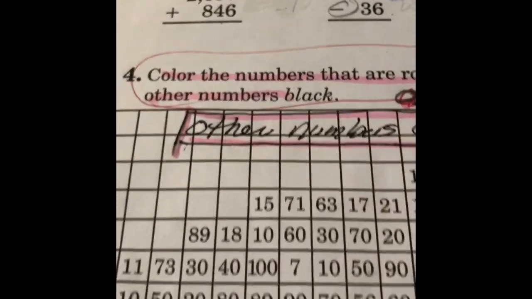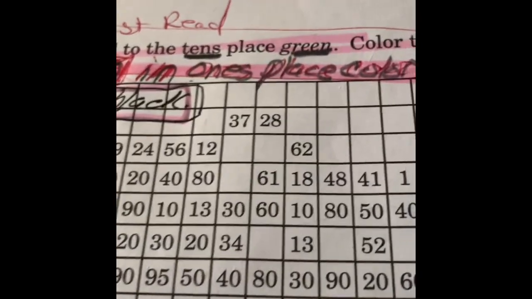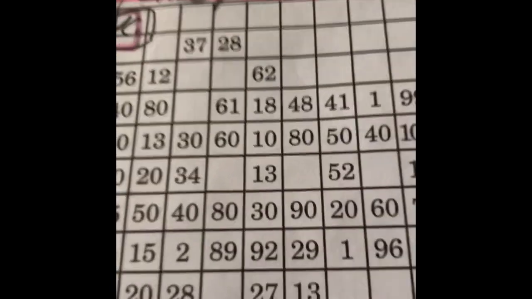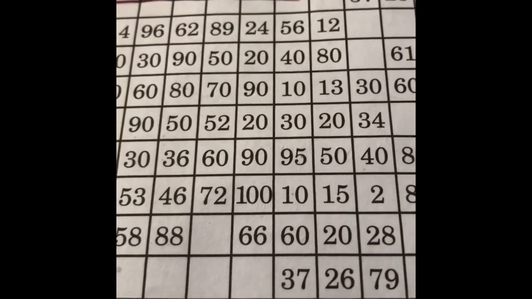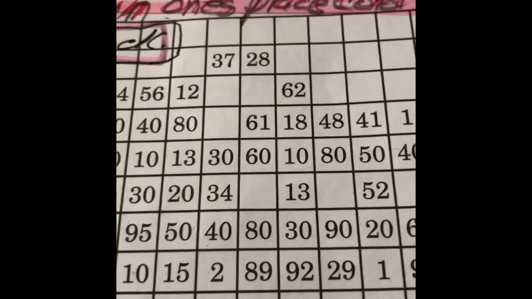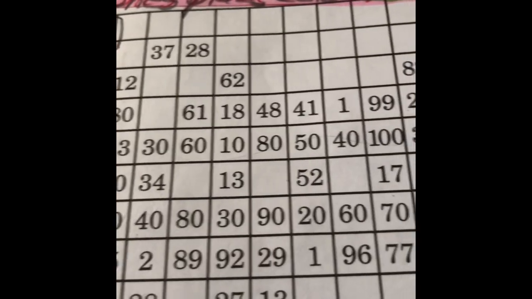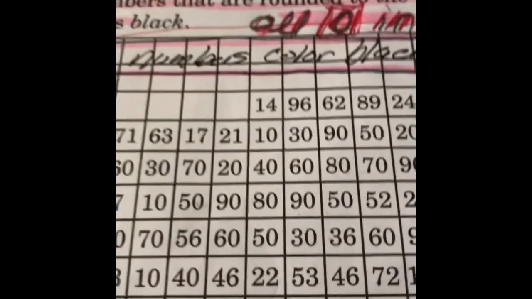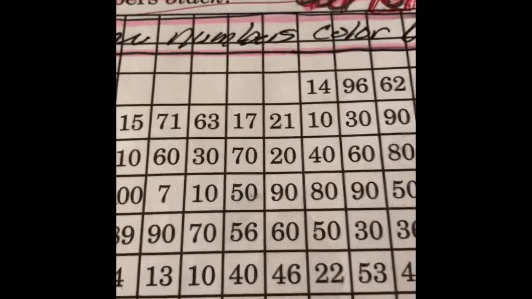The last thing, number 4, you're going to color the numbers that are rounded to the tens place green. Remember, all zeros in the ones place you color green. Color all the other numbers black. So that'll be a fun coloring one for you today.